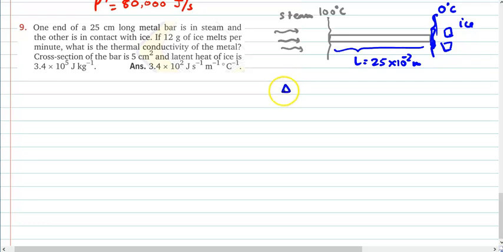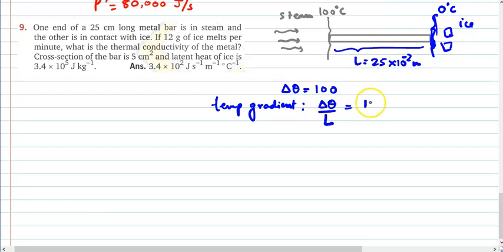So what is the temperature difference? Delta theta, how much is it? 100 minus 0, that is 100. And how much is the temperature gradient? Delta theta by L, that is 100 divided by 25 into 10 to the power of minus 2. Is that clear? This is what is the temperature gradient.